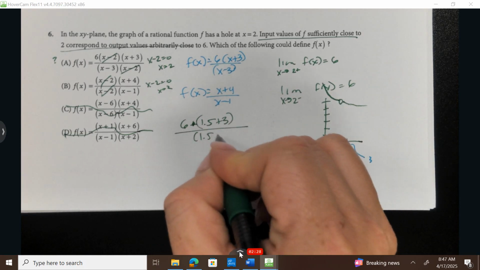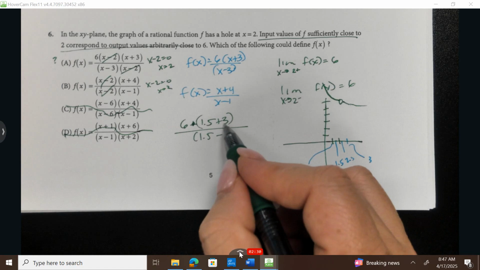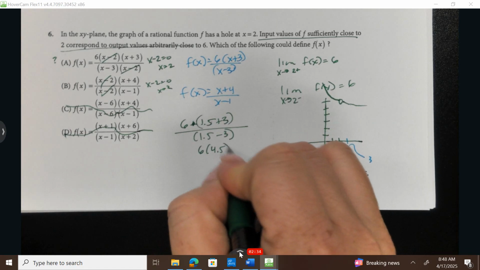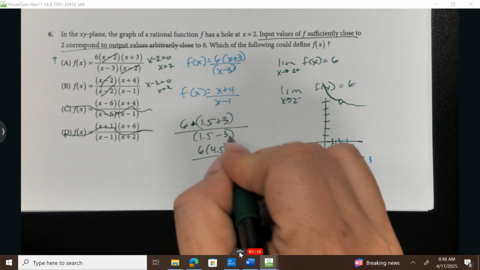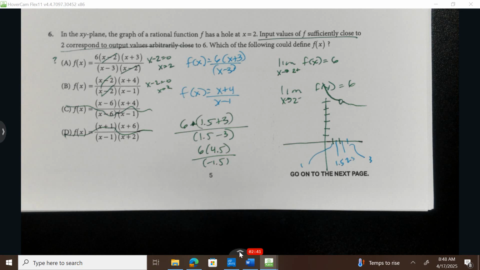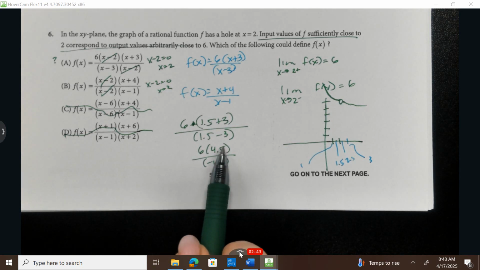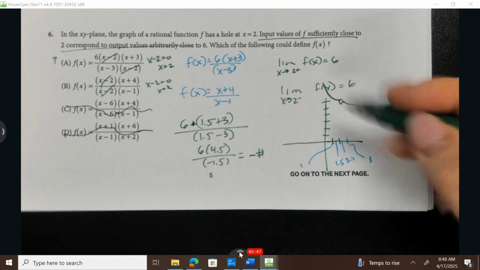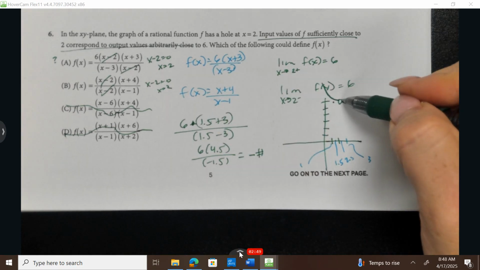over 1.5 minus 3. Okay, so 3 plus 1.5 is 4.5. So I have 6 times 4.5. Now 1.5 minus 3 is a negative 1.5. So hold up one second here. If I take a positive and I divide it by a negative, I know I'm going to get a negative. I don't want a negative. It says I want a positive 6.